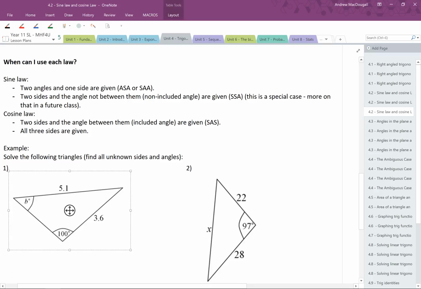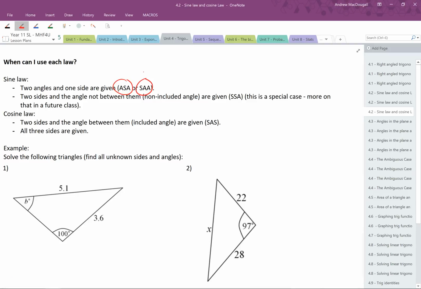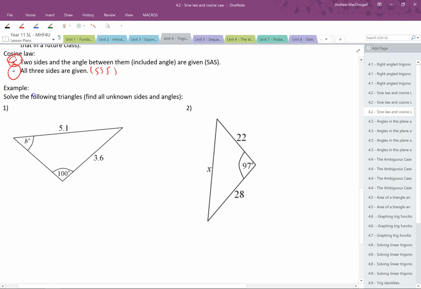Well, the sine law you can use in the cases ASA or SAA, which means two angles and a side are given, whether or not the side is between the angles. The cosine law is used when two sides and the angle between them are given, SAS, or all three sides are given, which is called SSS.